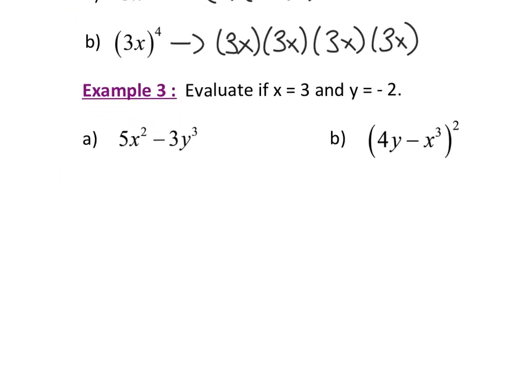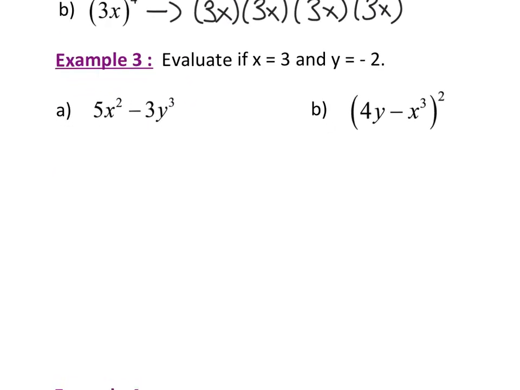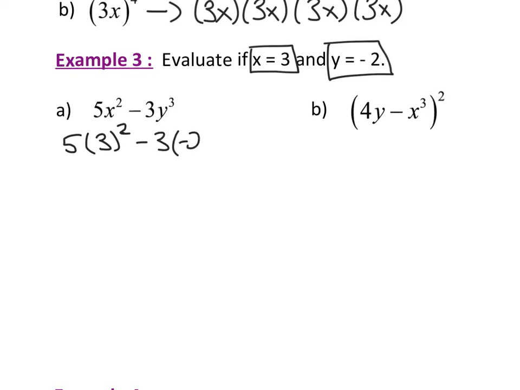So let's look at an example of a substitution question where they tell you what the variables are, their values, and we plug them into the equation. I'm going to do the first one, and then I'll have you guys do the second one. So we're going to go 5, and they're replacing x with the value of 3. Use brackets when you put them in, because that's going to help you identify if there's a negative component. Negative 3, y is negative 2 in the brackets to the power of 3.